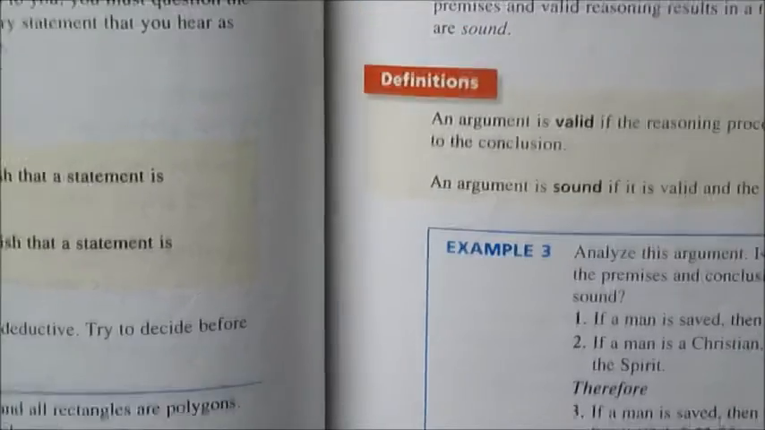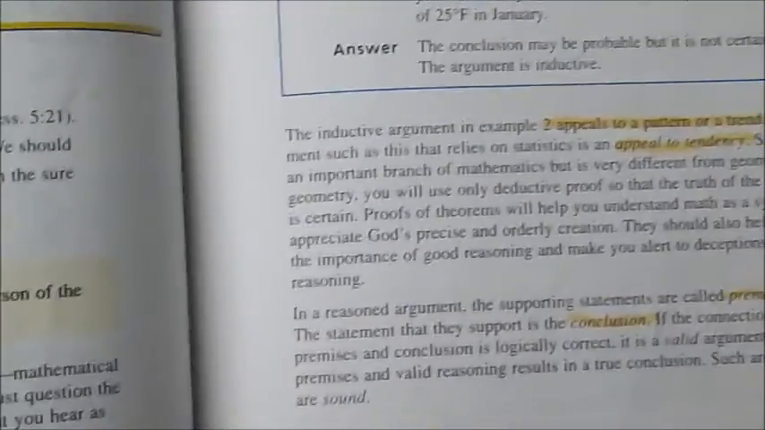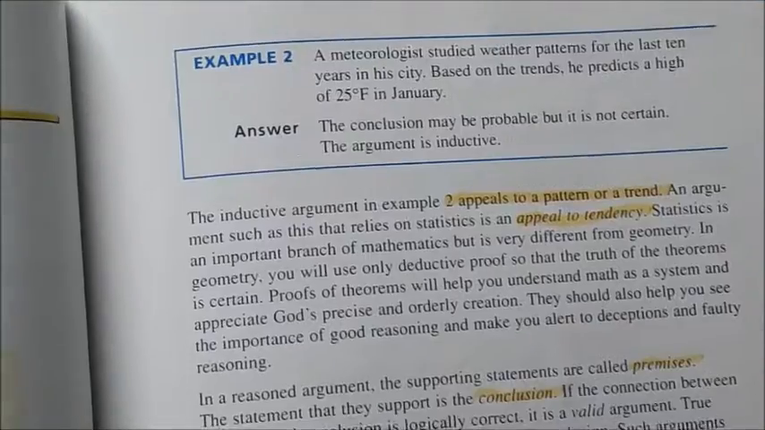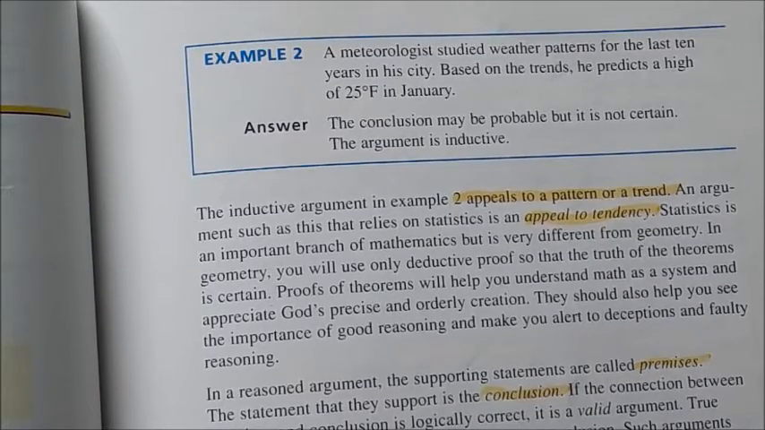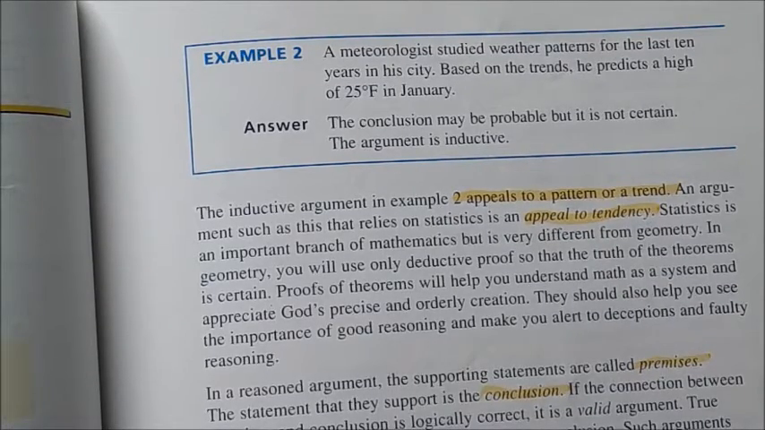All right, let's take a look at an example of inductive. If you remember, inductive means it's probably true. So here we have example number 2. It says a meteorologist studied weather patterns for the last 10 years in his city. Based on his trends, he predicts a high of 25 degrees in January. So obviously something could happen and it cannot end up being true, but your inductive reasoning is what you're using here to prove that it's probably true.